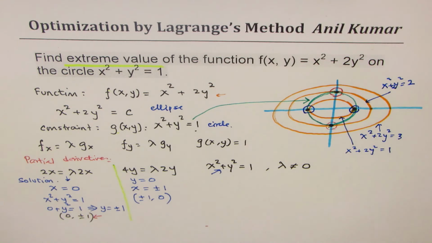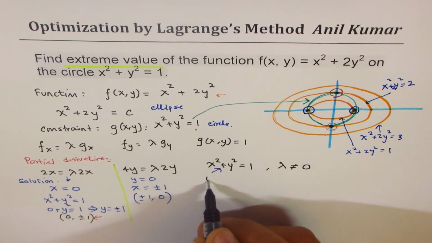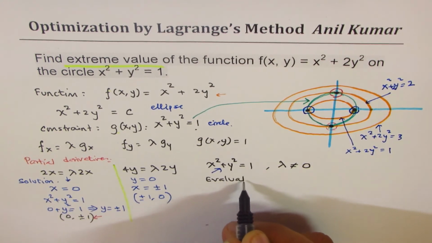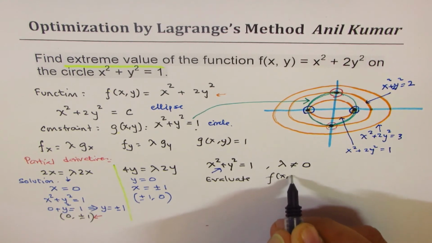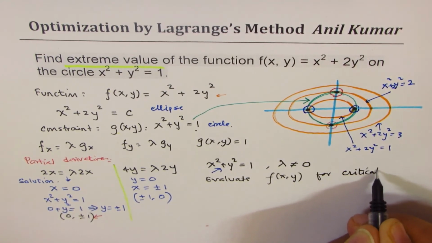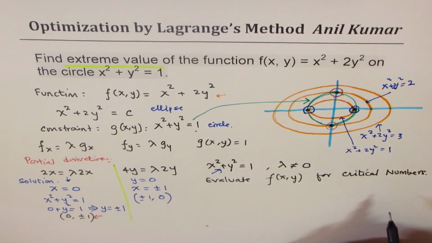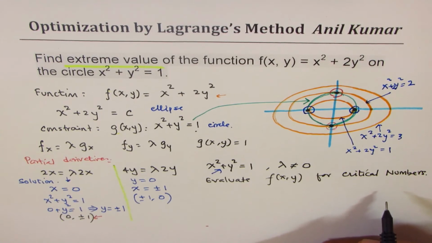Now, so these are the points. To find what leads to maximum and what leads to minimum, we need to evaluate f of xy for the critical points or critical numbers. Do you get an idea, right? So that is how we proceed. I hope the concept is getting along clearly.